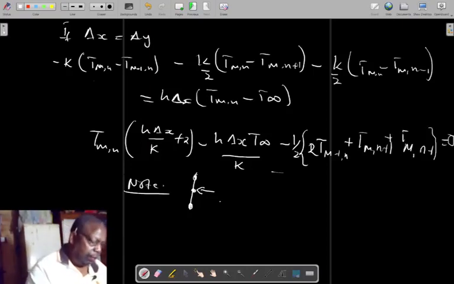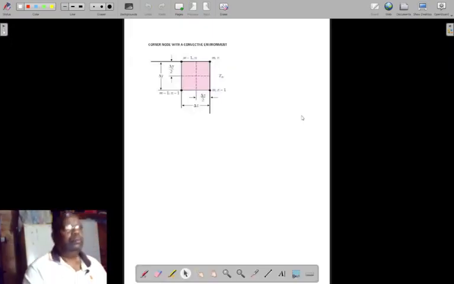So let us have a look at a corner node. So here now we have a corner node, and it is surrounded by two environments.